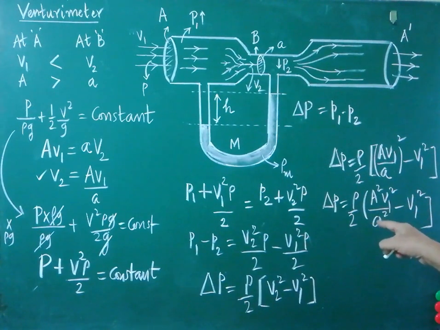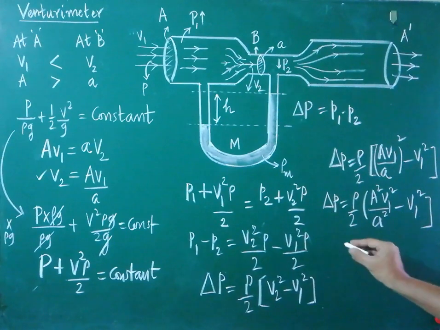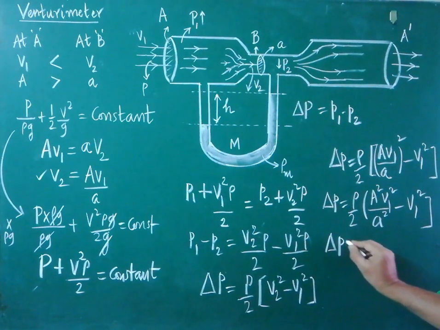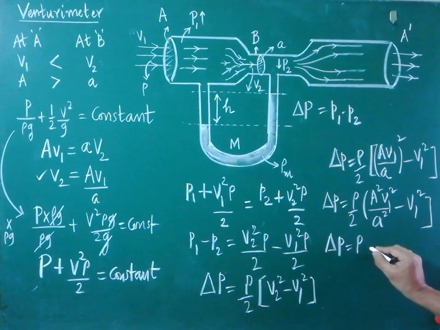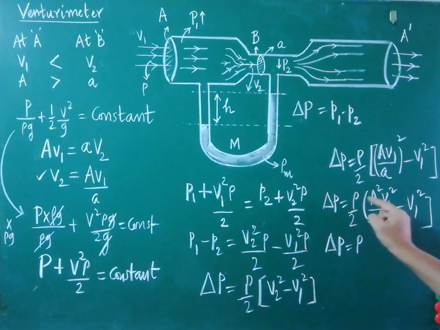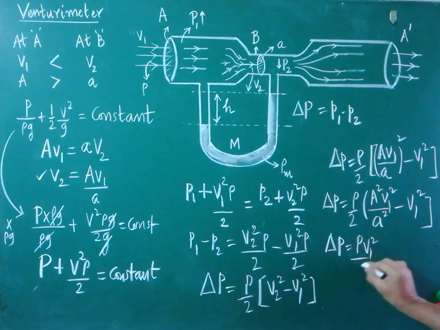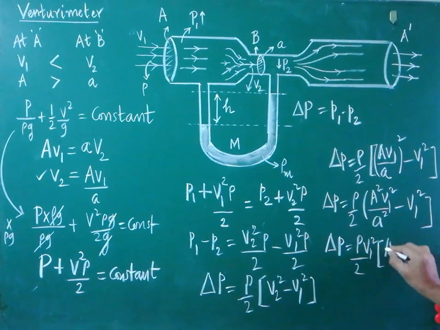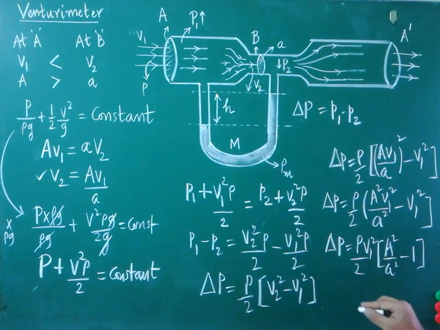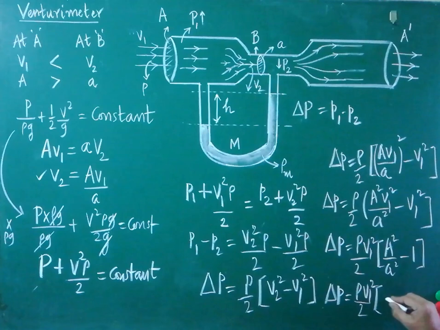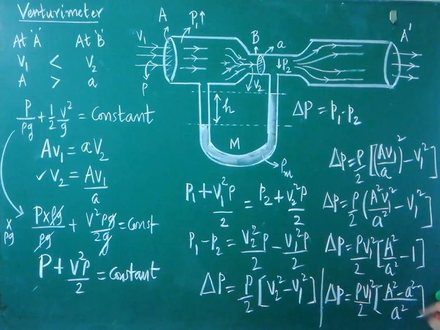After taking out, what will happen? You will get the new form of equation. Look at that. Del P is equal to rho. You will bring this factor here. V1 square divided by 2, A square divided by A square minus 1. Are you clear? You will get this equation. Finally, we can write it as del P is equal to rho V1 square divided by 2. Here take LCM, A square minus small a square. So this is the formula to calculate the difference in pressure.